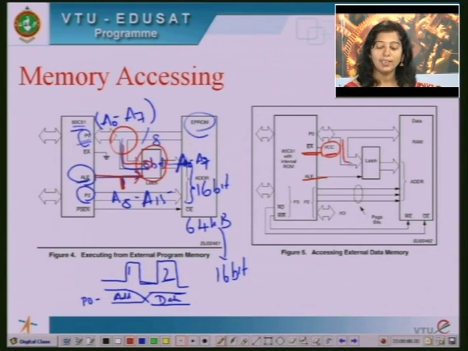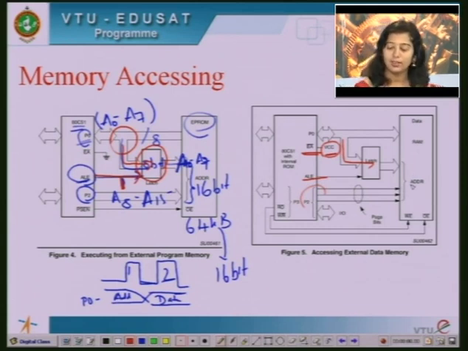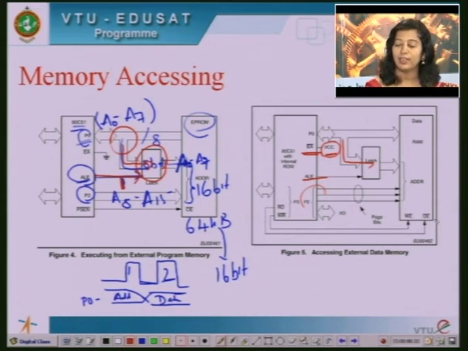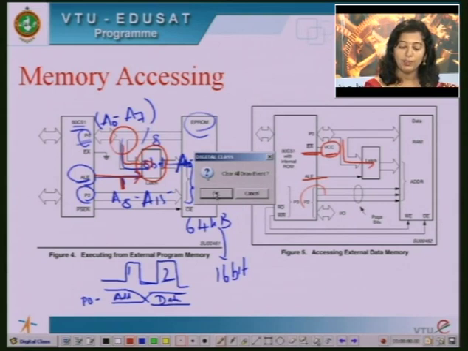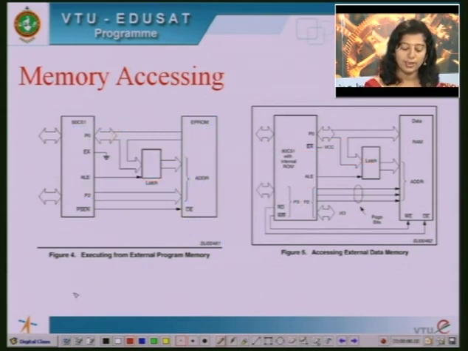Here also ALE is there to enable the latch. When port 0 carries the address, it saves it on the latch, and when port 2 is carrying address, it will be available here. So, as many bits of address as I need, that many bits I am going to use. Read and write bars of AT51 are connected to the read enable and write enable pins. So, this is how we do the memory accessing.